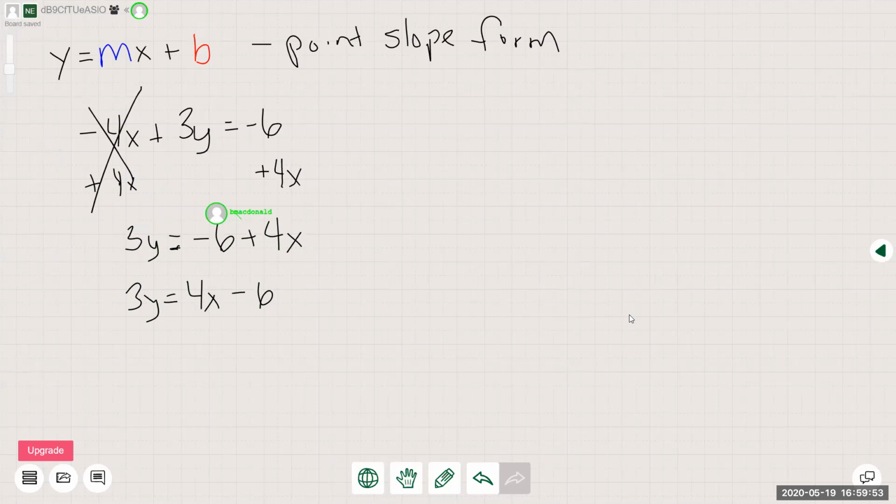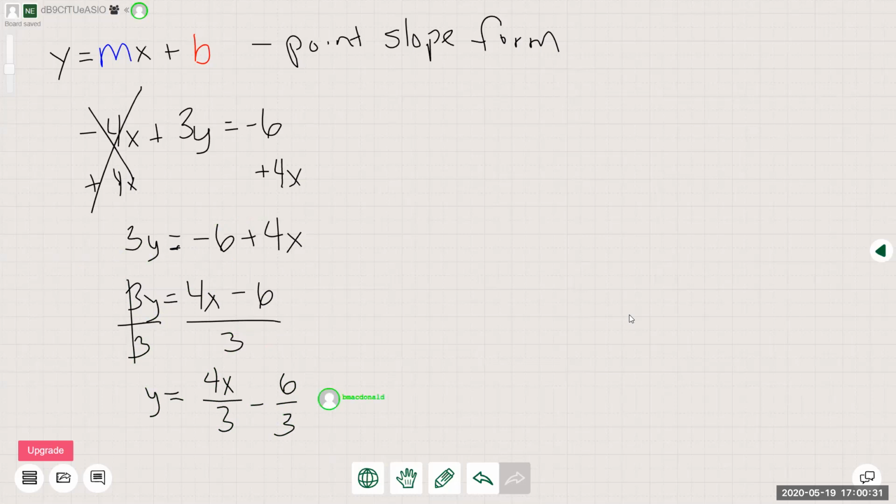So from here, we only have one more step left, and that is isolating the y by dividing both sides by 3. So we're going to divide by 3. And what we wind up with is these cancel out. So we have y on this side, and then we have our 4x over 3 minus 6 over 3. We can simplify that further.